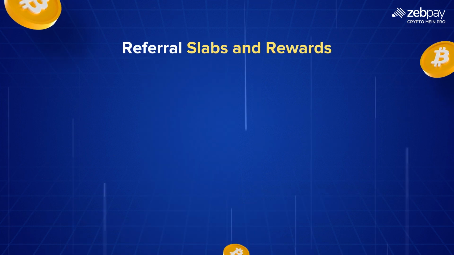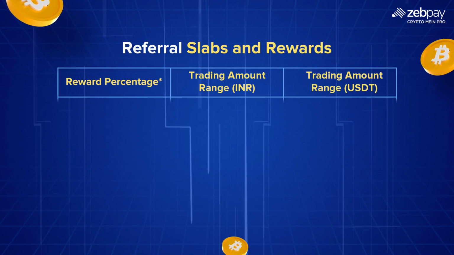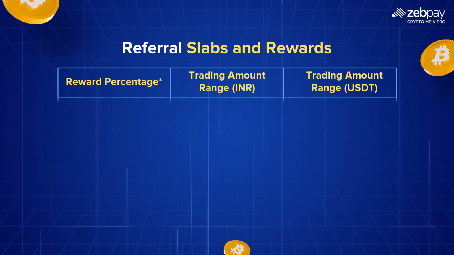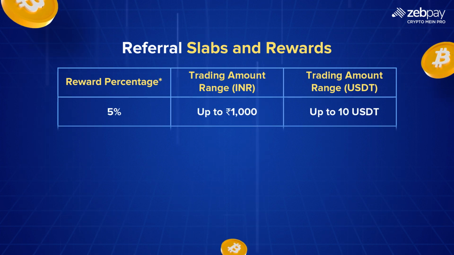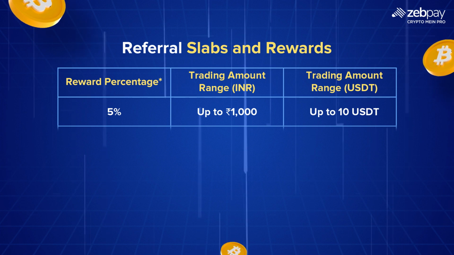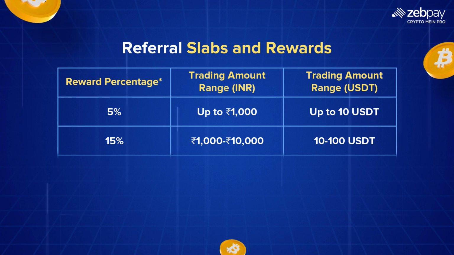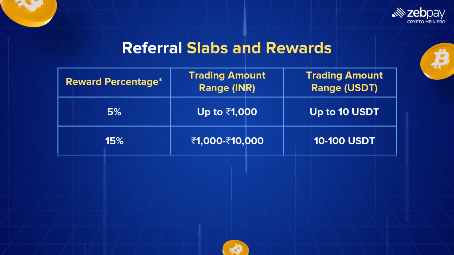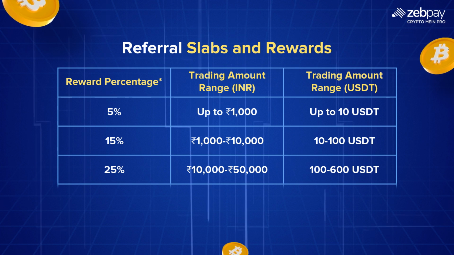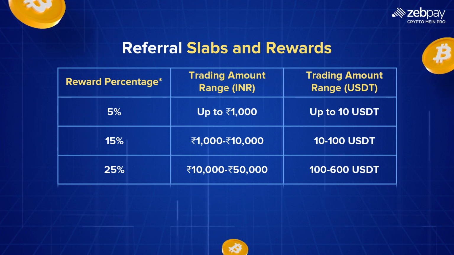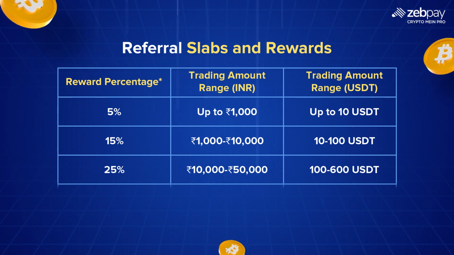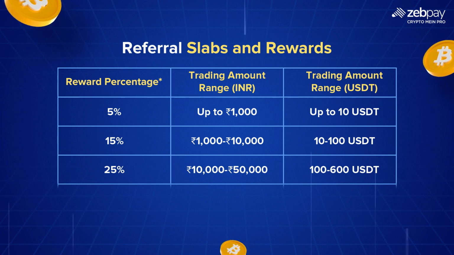Referral slabs and rewards. Now, let's explore how the referral slabs and rewards are structured. For trading amounts up to 1,000 rupees or 10 USDT, a 5% reward will be applied. If the trading amount is between 1,000 and 10,000 rupees or 10 to 100 USDT, a 15% reward will be granted. For amounts ranging from 10,000 to 50,000 rupees or 100 to 600 USDT, a 25% reward will apply.